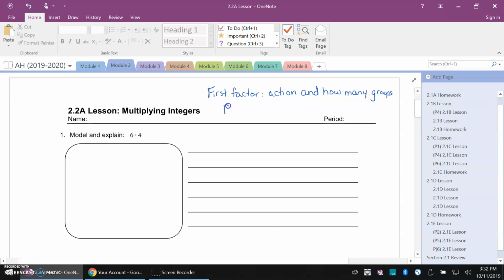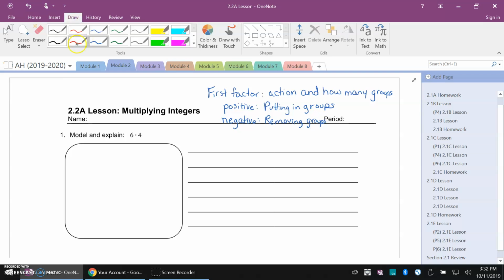So if the first factor is positive, that means that you are putting in groups. If it's negative, that means you're removing groups. And if you're removing groups, a lot of times that means that we need zero pairs. For the second factor, we're looking at how many tiles there are in each group and the type of tile they are.